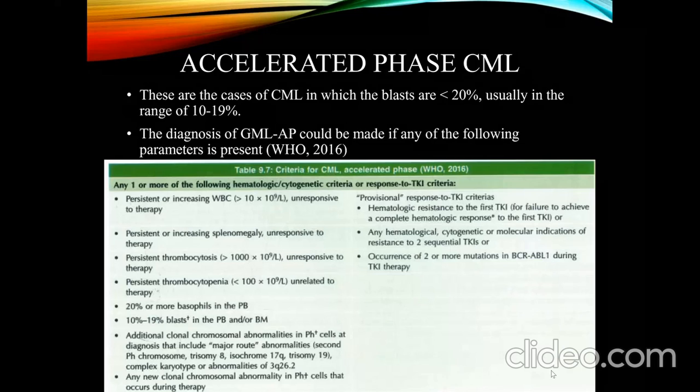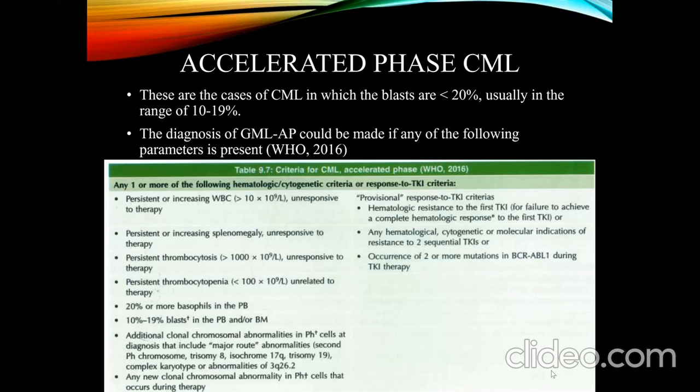We need persistent thrombocytosis unresponsive to therapy. We need persistent thrombocytopenia unrelated to therapy. 20% or more basophils in the peripheral blood, 10 to 19% blasts in peripheral blood and/or bone marrow. Additional clonal chromosomal abnormalities in Philadelphia cells at diagnosis that include major route abnormalities, that is second Philadelphia chromosome, trisomy 8, isochromosome 17q, trisomy 19, etc. And lastly, any new clonal chromosomal abnormality in Philadelphia cells that occurs during therapy.